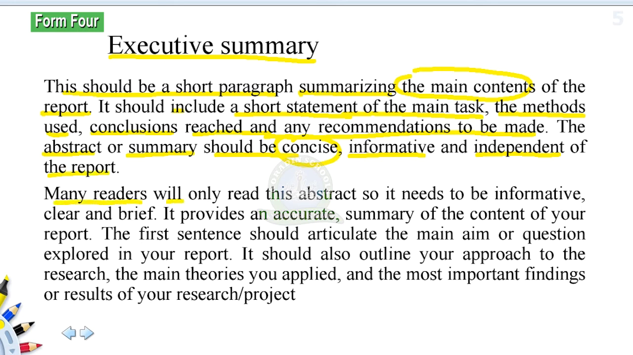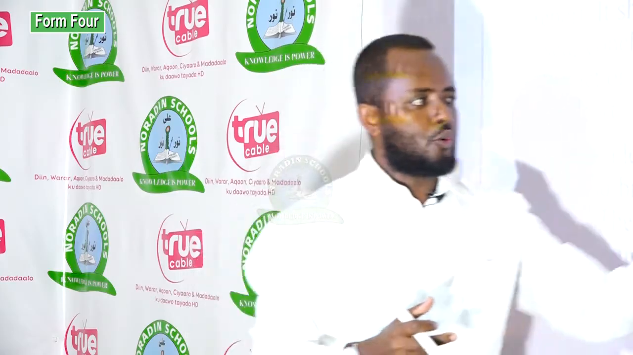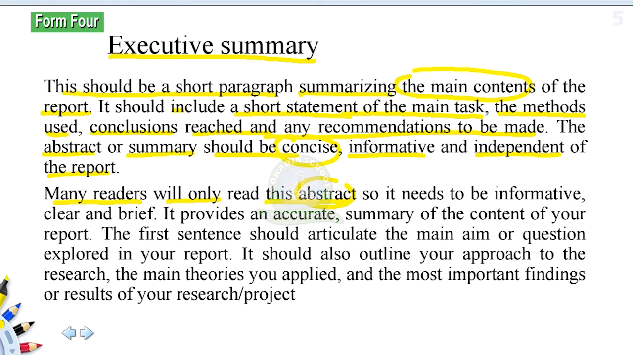Many readers will only read this abstract. Abstract and executive summary are similar, the same. Some people don't have a chance to read all your reports or the long reports, but they need to read the executive summary or the abstract. So it needs to be informative, giving the whole summary of the report. Clear and brief, it provides an accurate summary of the content of your report.